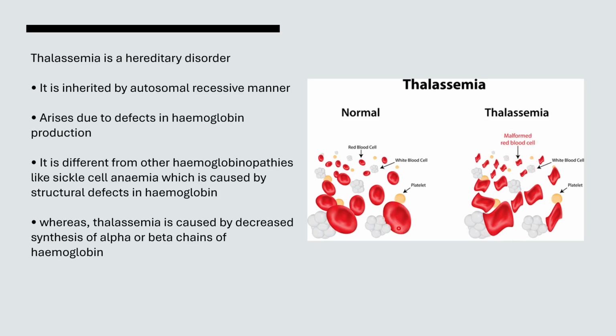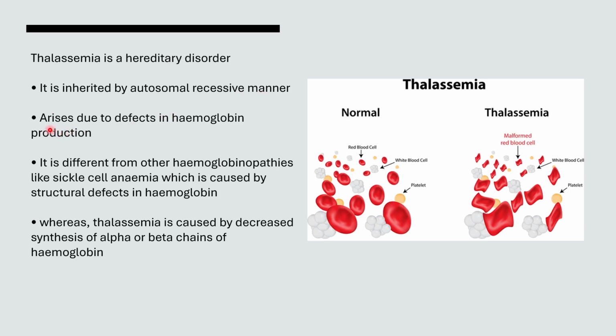The structure of RBC of a normal person is spherical, but in case of a thalassemia patient, the shape changes. There are other blood components, but thalassemia doesn't affect white blood cells or platelets. It only affects the RBCs. It is a hereditary disorder and it is inherited in an autosomal recessive manner.